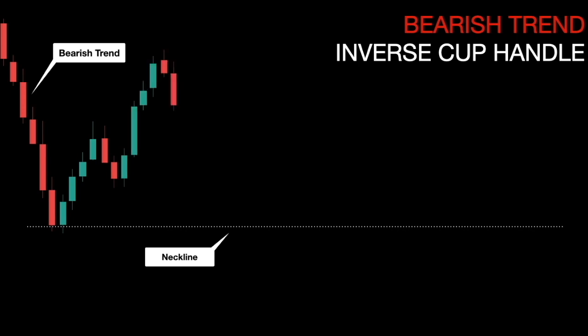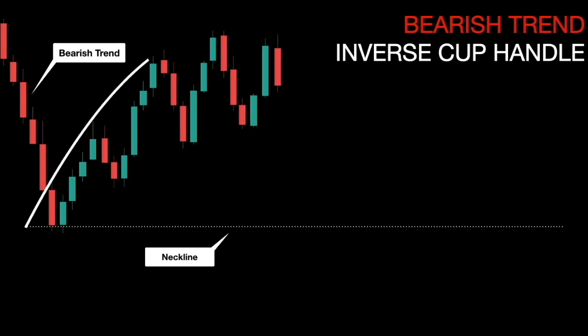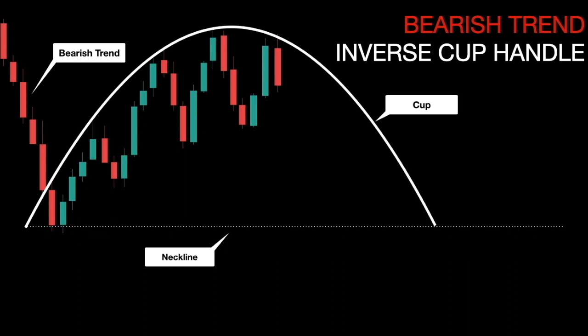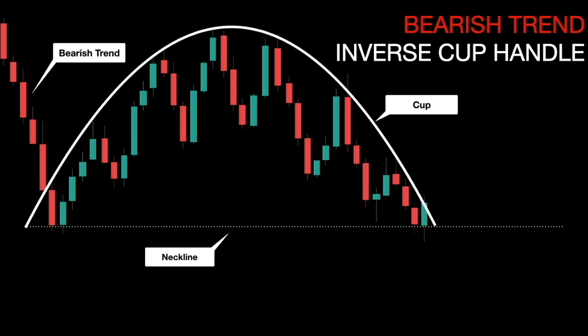Price then will start moving to the upside in waves, creating higher highs and higher lows. Price will then reach a major resistance zone and start a reversal, creating lower highs and lower lows. These waves of consolidation will form a semicircle, also known as the cup of the pattern. Price then pushes to the downside, reaching the neckline, but the momentum is still not strong enough to break the level. Price retraces one last time, creating a smaller semicircle, known as the handle, before eventually breaking the pattern.